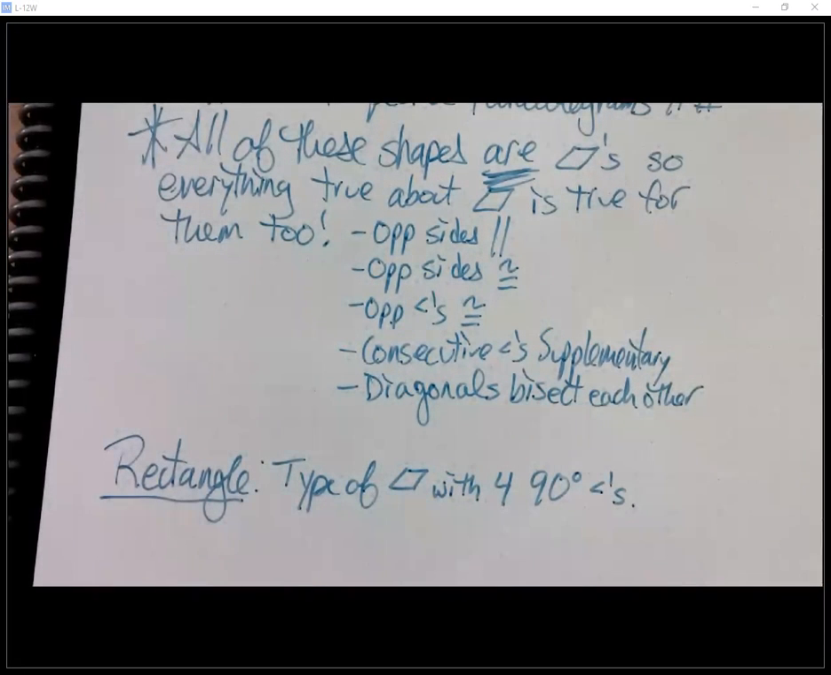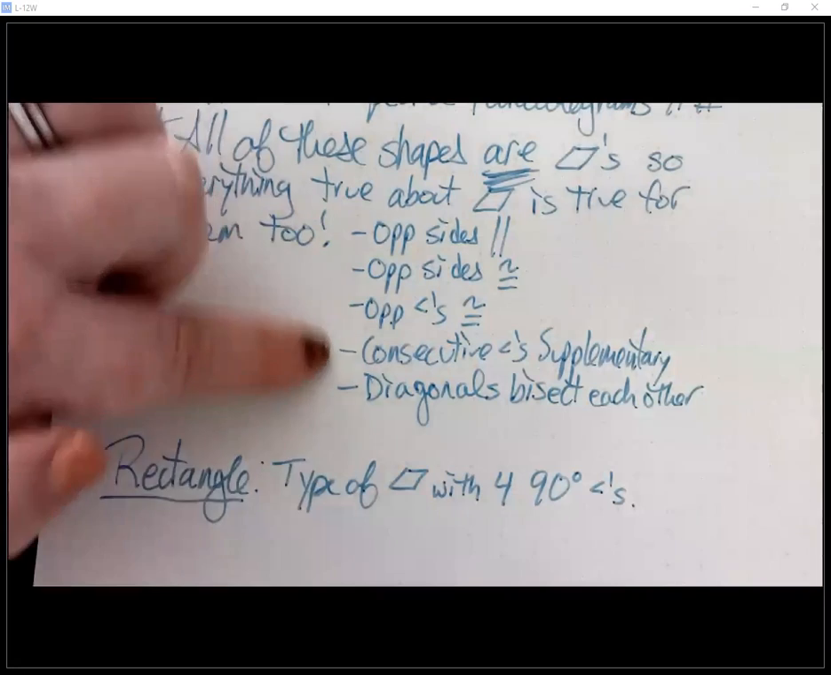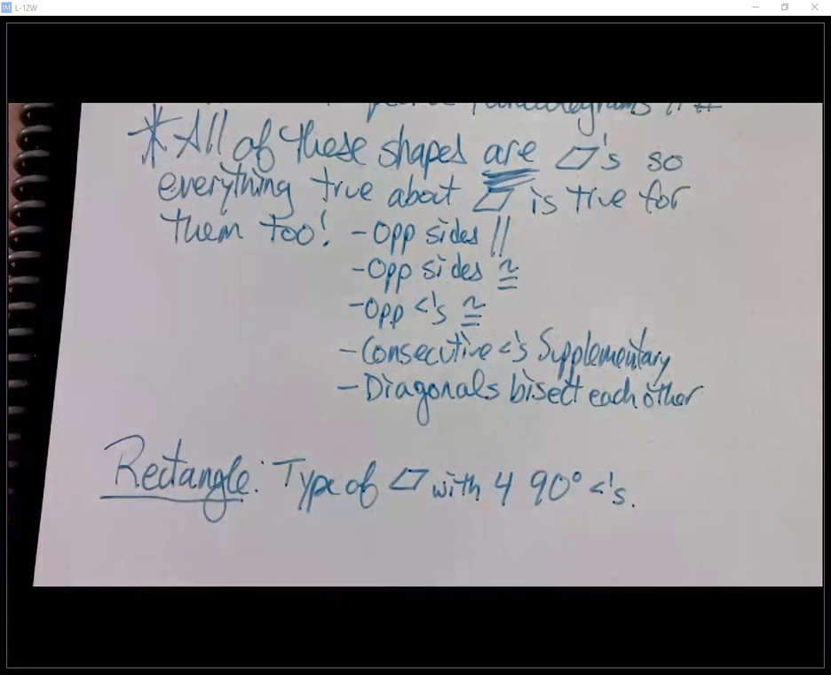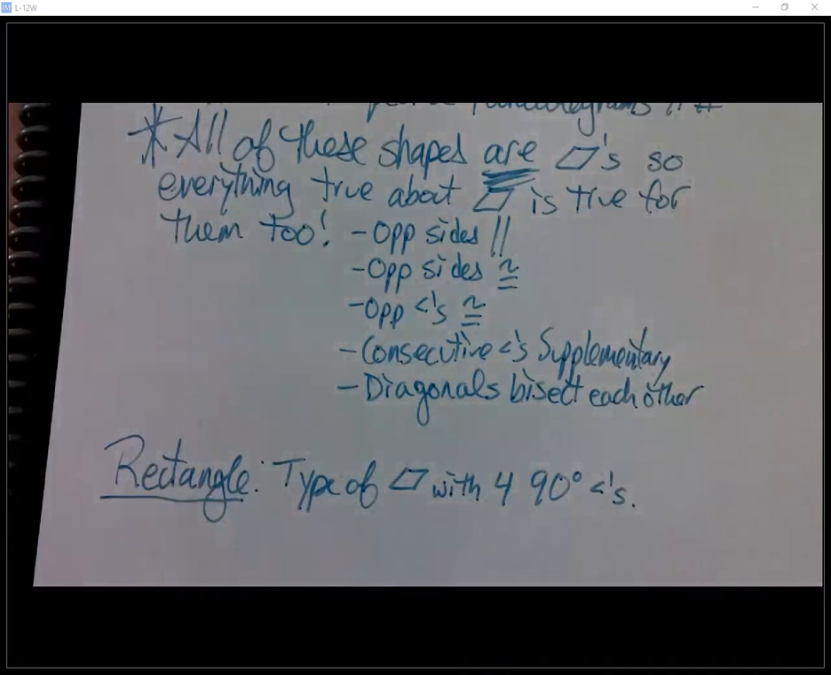Okay, so it automatically inherits all of these fun facts. It does have opposite sides parallel, congruent. Opposite angles are congruent. Consecutive angles are supplementary, and the diagonals do bisect each other as well. Now, a rectangle has its own fun fact. Something that only applies to rectangles and not other parallelograms. And it has to do with the diagonals. Anybody care to guess what it is? What is true about the diagonals in a rectangle that's not true in just a regular old parallelogram?